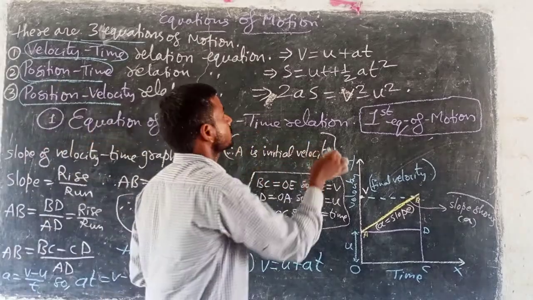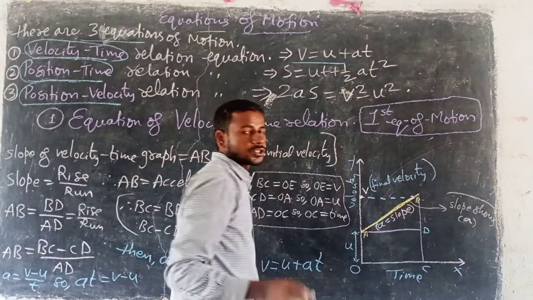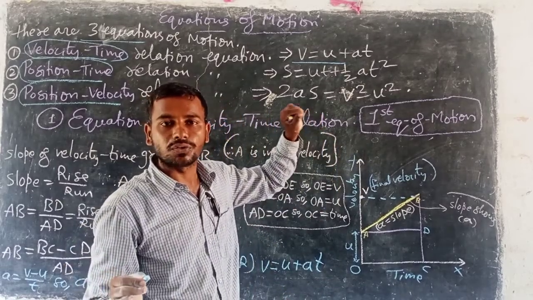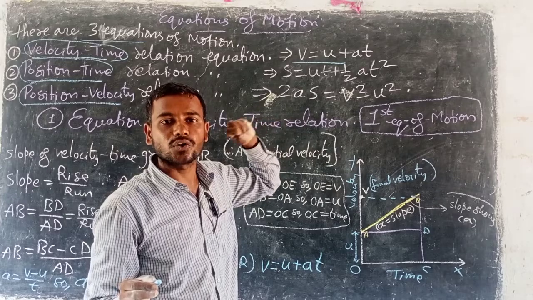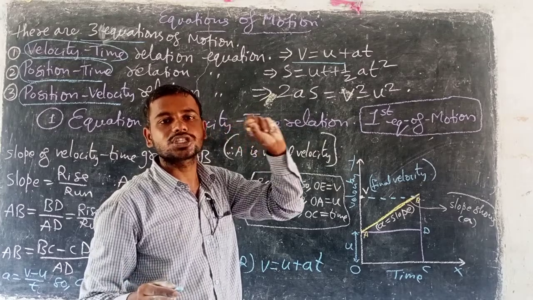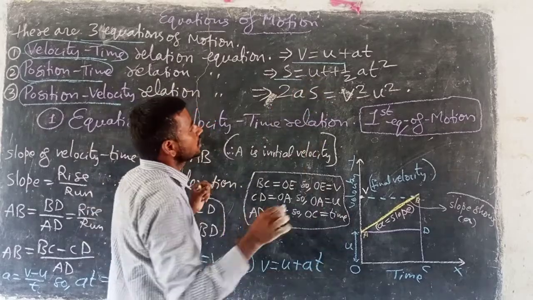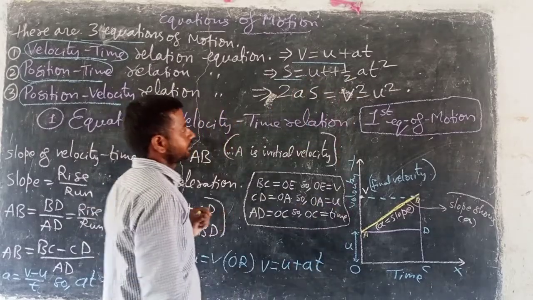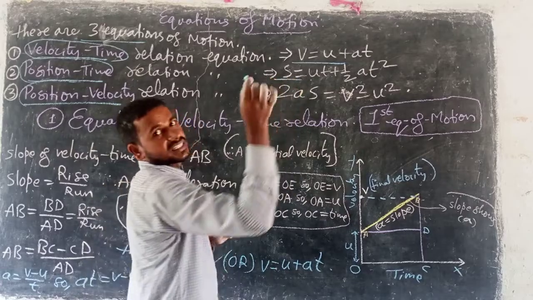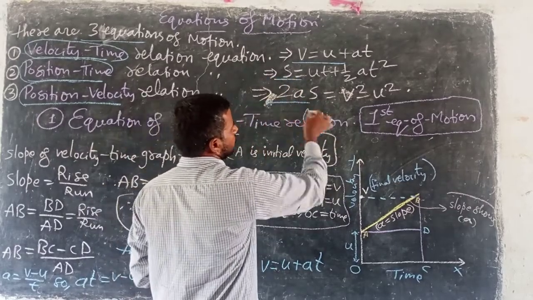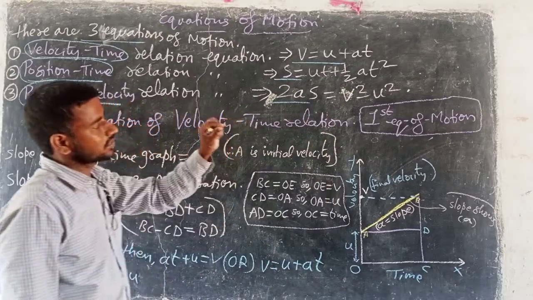First equation is v = u + at, where v is final velocity, u is initial velocity, a is acceleration, and t is time. Second equation, s = ut + ½at², where s is distance. Third equation, 2as = v² − u².